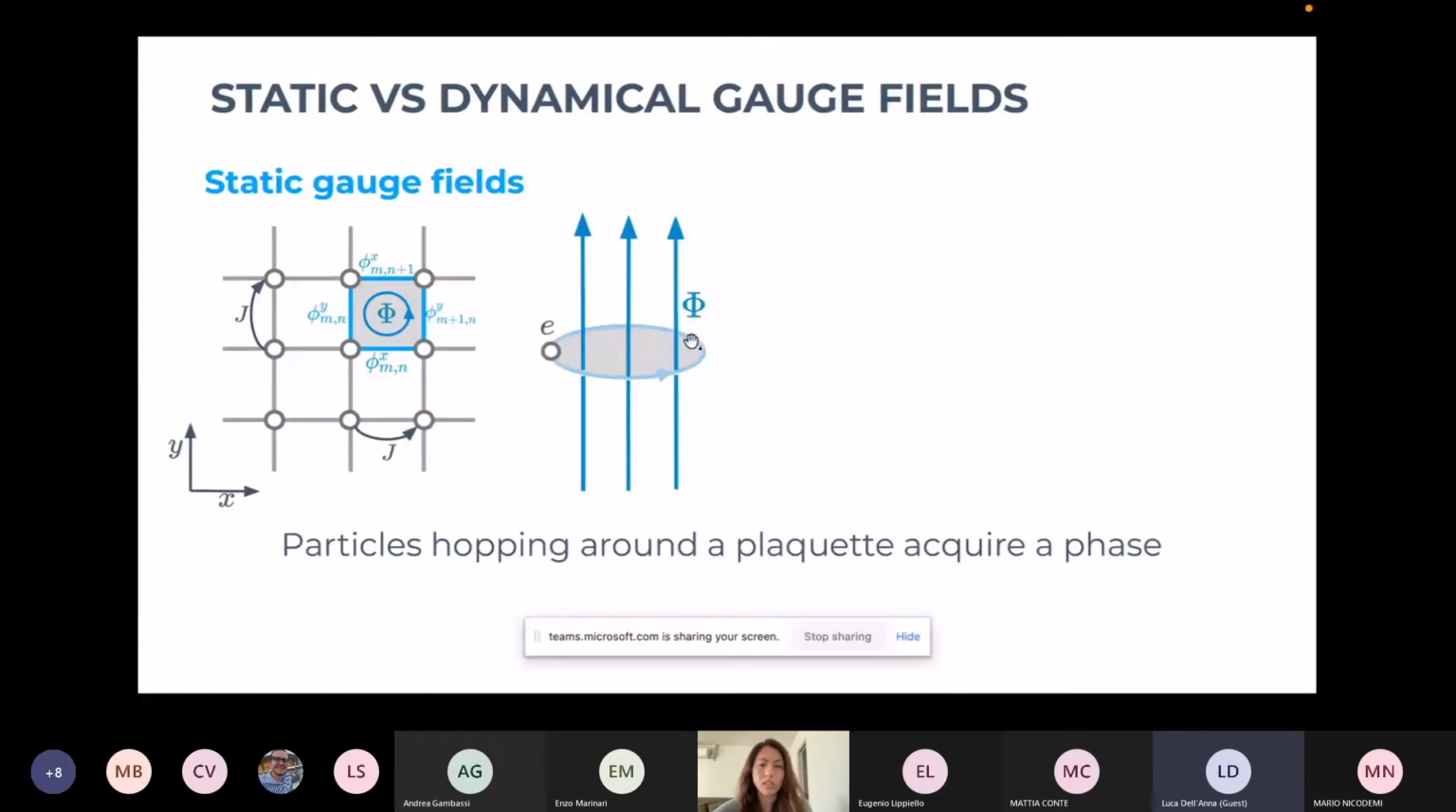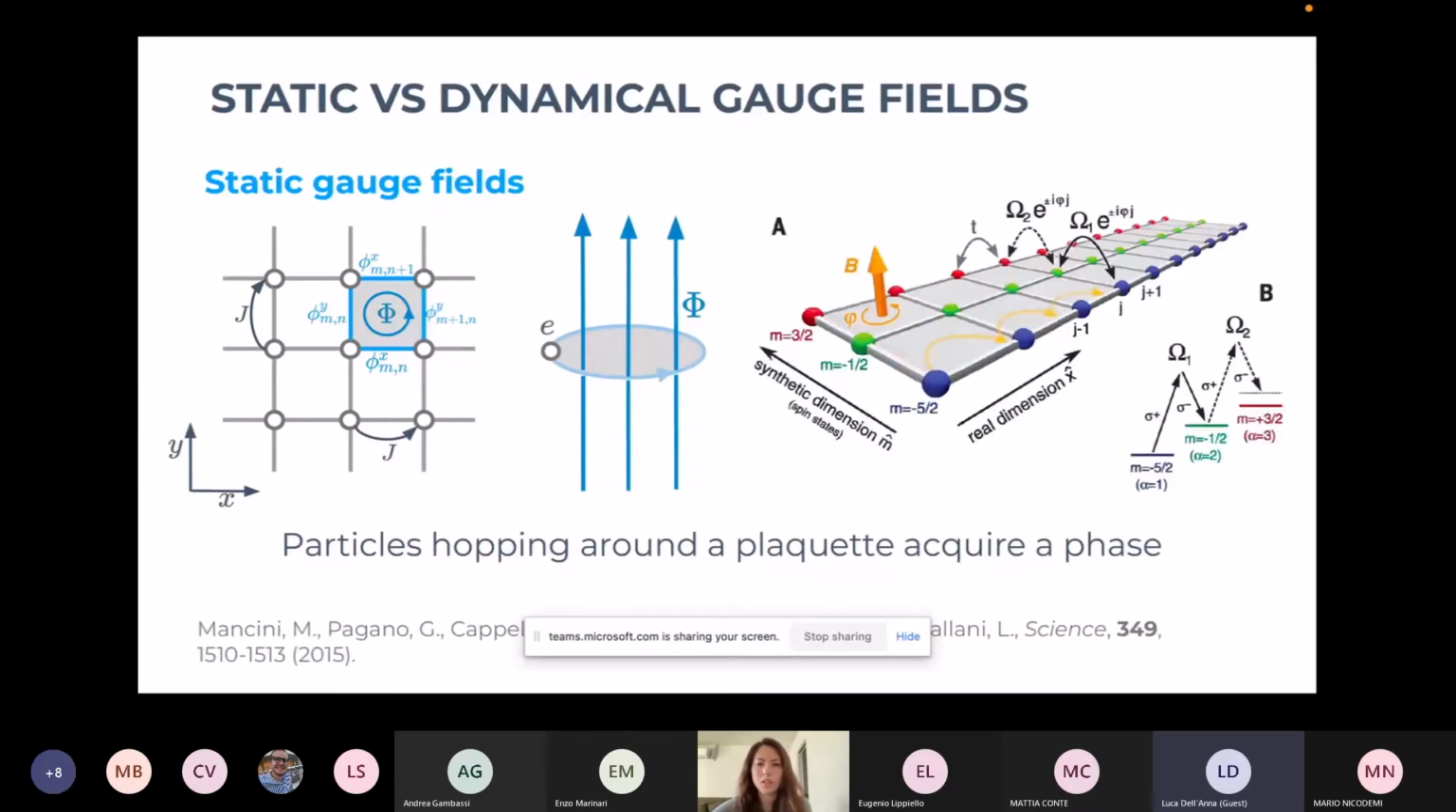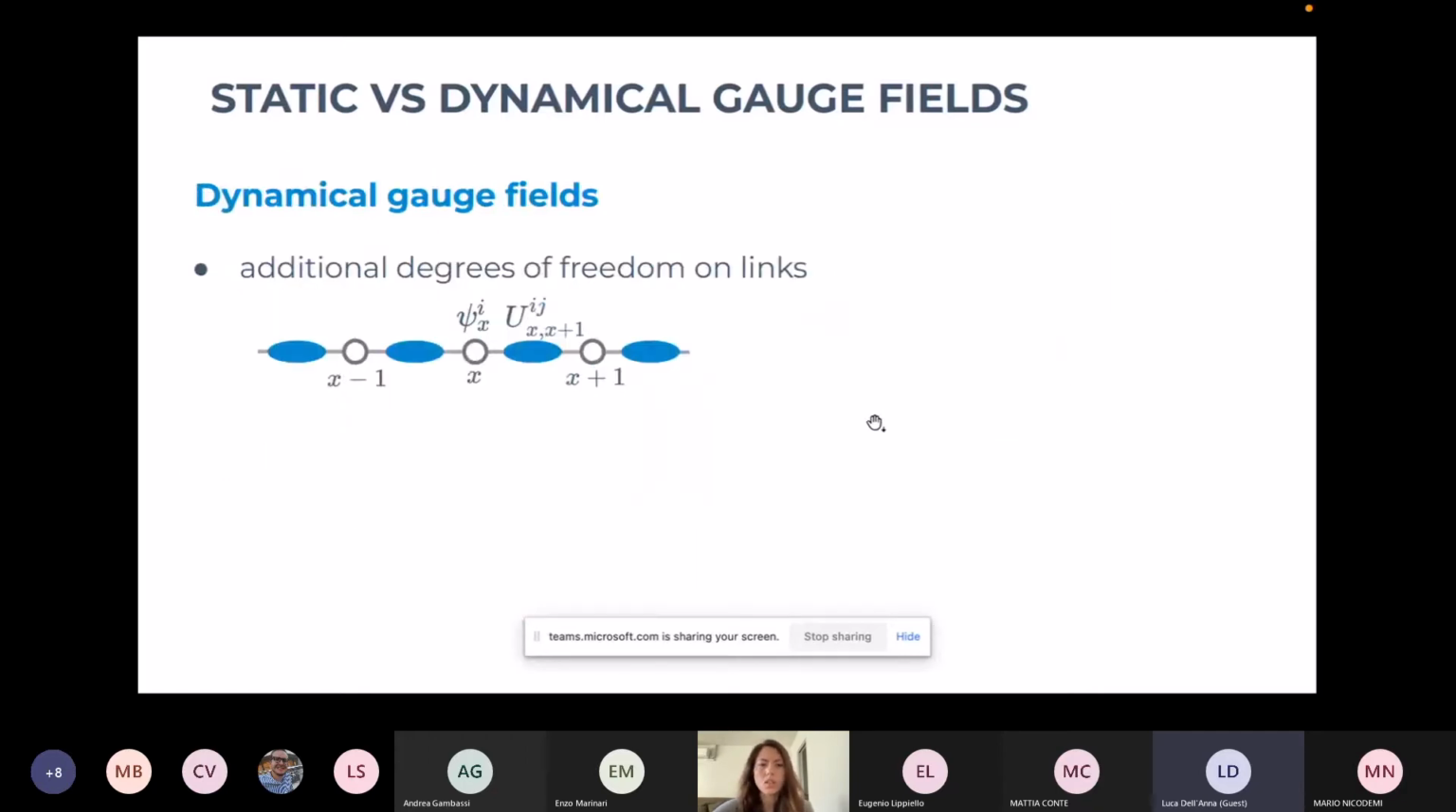This magnetic field is a gauge field, but it's a classical gauge field. It is static, so it's something that you're controlling externally. So here, for example, is a picture from an experiment where they had this type of gauge field. This was done in Florence at LENS, and what we're actually interested in is instead the case of dynamical gauge fields. So here, these gauge fields are instead additional degrees of freedom that reside on the links of the lattice. So these blue objects here, and you should really think of them as quantum degrees of freedom.